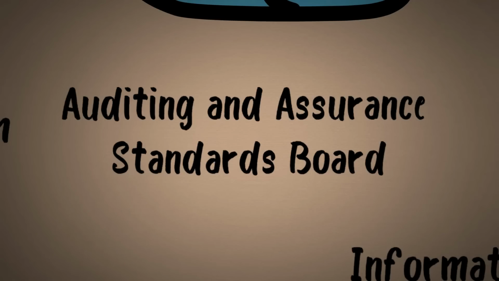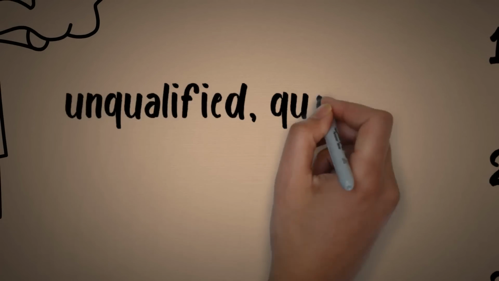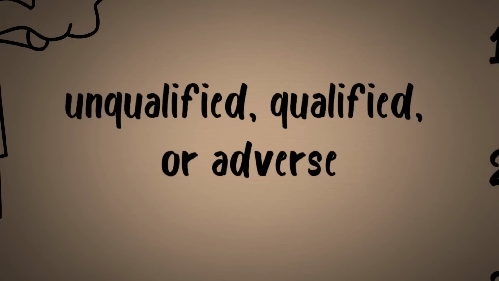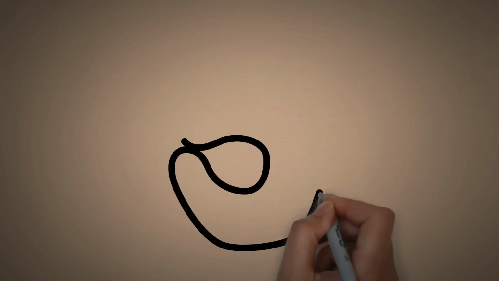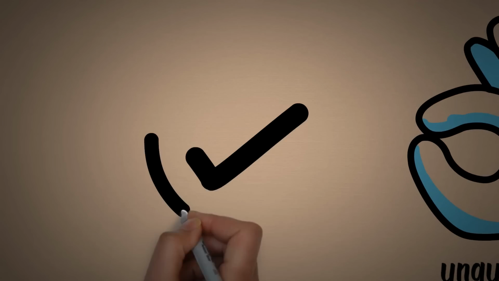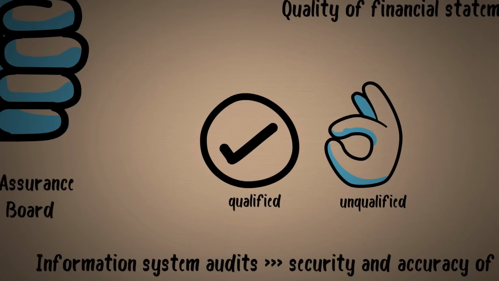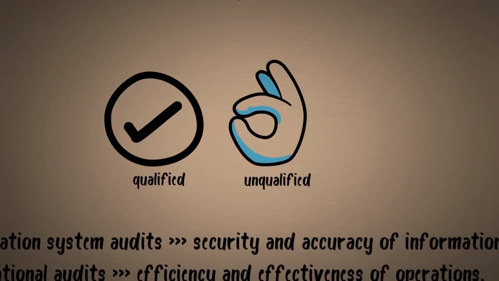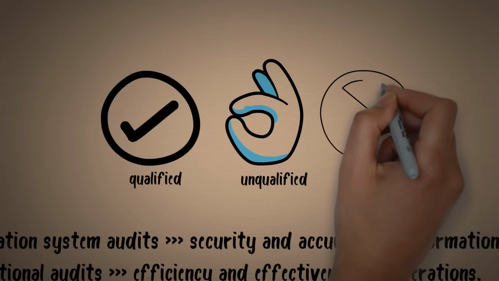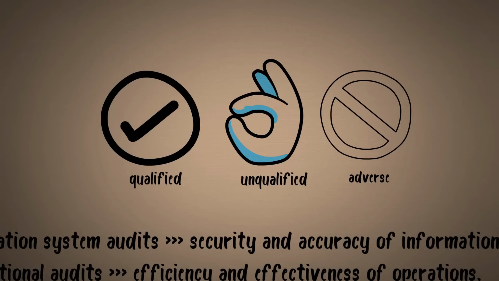The auditor will issue a report at the end of the audit. The report will either be unqualified, qualified, or adverse. An unqualified opinion means that the financial statements are free from material misstatement. A qualified opinion means that there are some material misstatements, but they are not significant enough to affect the overall opinion. An adverse opinion means that the financial statements are materially misstated and are not a fair representation of the financial position of the company.